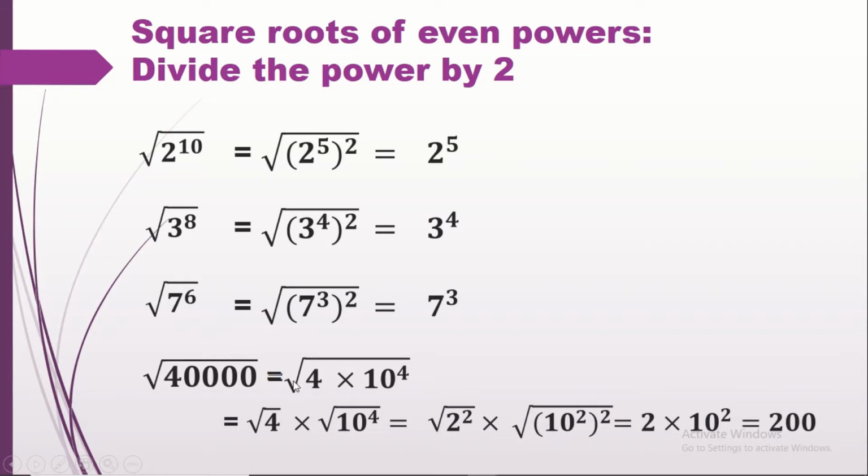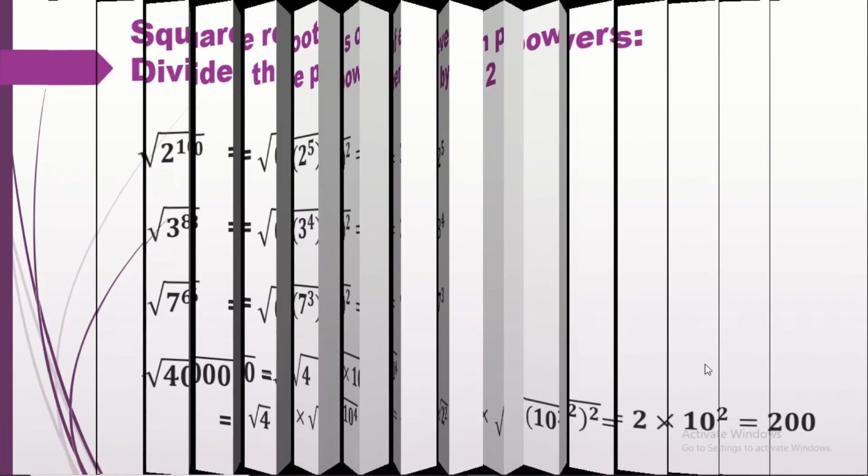So first here we distributed the radical. It's radical 4 times radical 10 to the power 4. Now radical 4 is radical 2 squared. We replace 4 by 2 squared. And 10 to the power 4 is an even power. We divided it by 2. We get 10 to the power 2. Now the square cancels the radical. We get here 10 to the power 2. Also here the square cancels the radical. What remains? 2. So it's 2 times 10 to the power 2, equals 200.